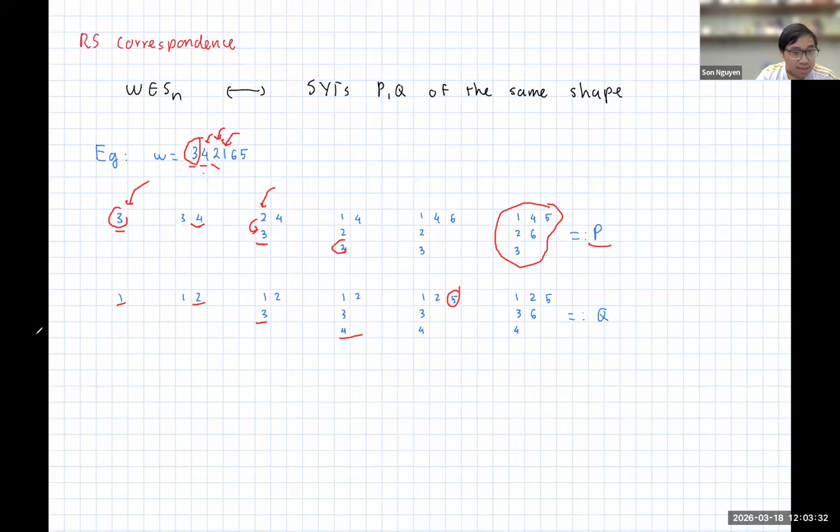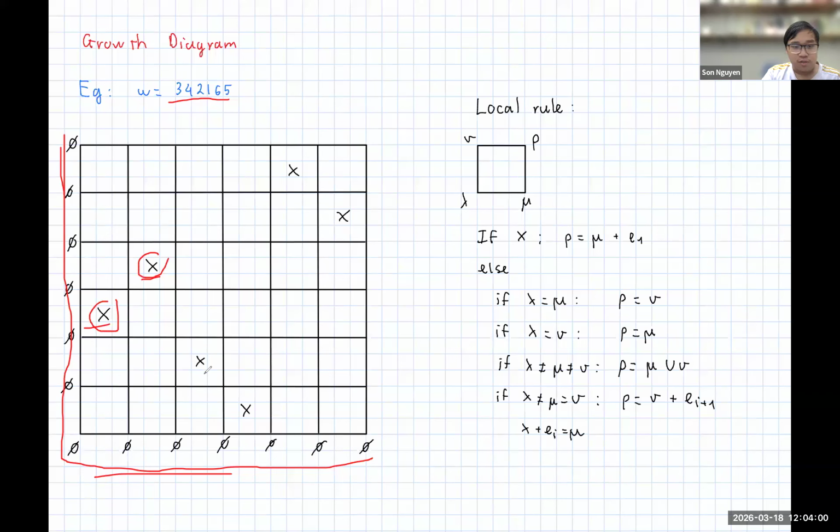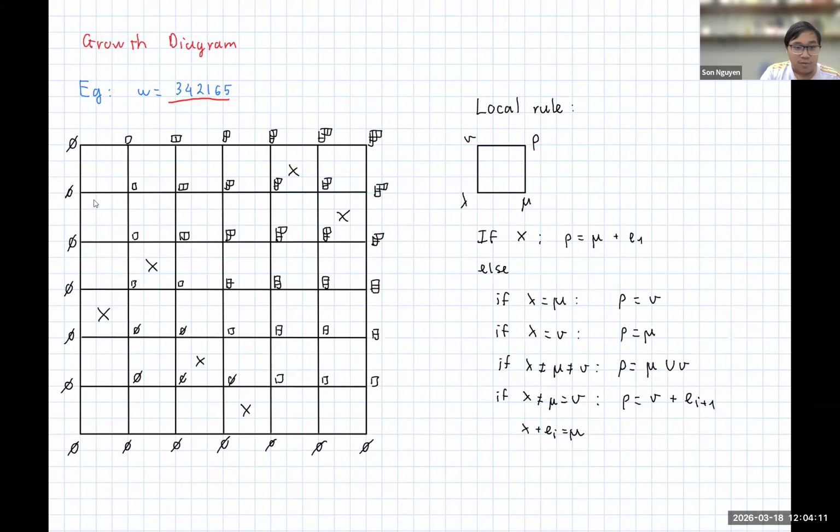Let me see if I can clear this. Okay. So what I want to do is, there's a growth diagram for this. The way we do the growth diagram is you take your permutation and draw a square like this. I usually put the empty partitions on the left and the bottom, and you put the X's according to your permutation. So this is 3, this is 4, this is 2, this is 1, and 6 and 5. Then I fill up the rest of the diagram using my local rule, and I get something like this.